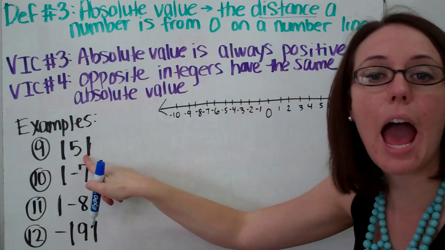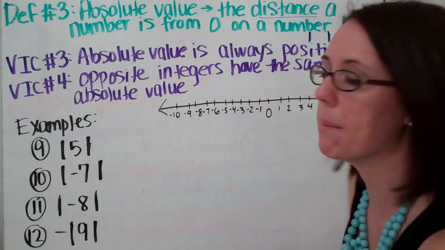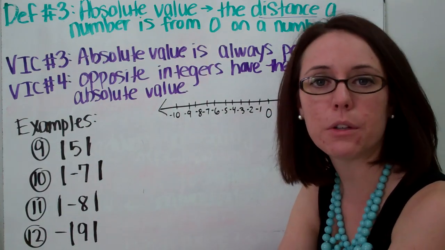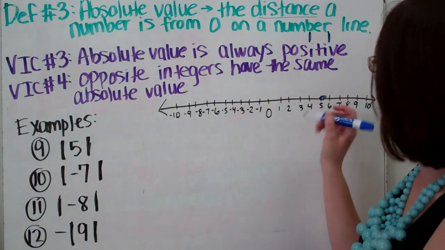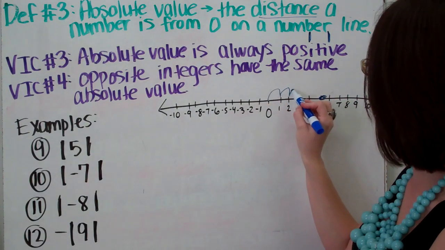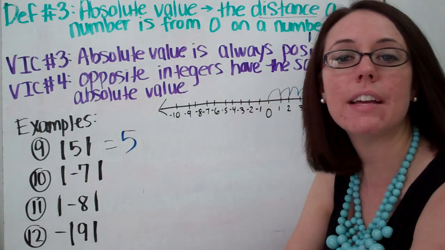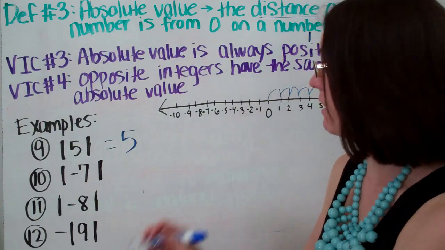These symbols mean absolute value. So anytime you see those two little bars with a number in between, that means absolute value. So what is the absolute value of 5? Well, ask yourself, how far away is 5 from 0? It is 1, 2, 3, 4, and 5 units. So the absolute value of 5 is 5. It's always positive.